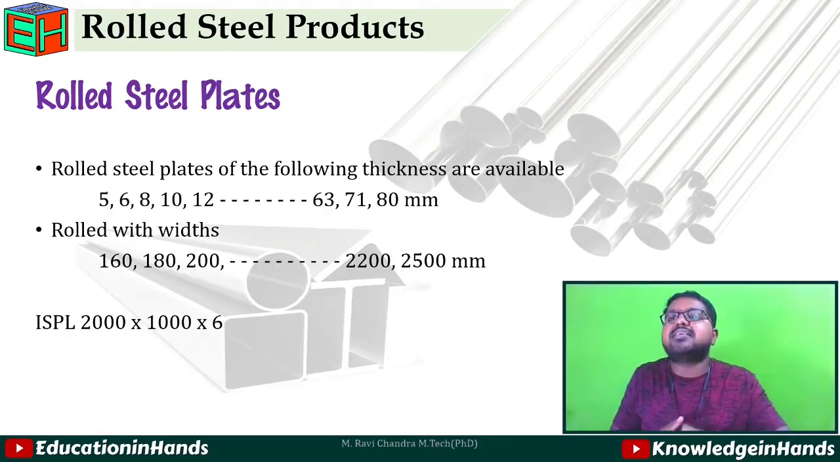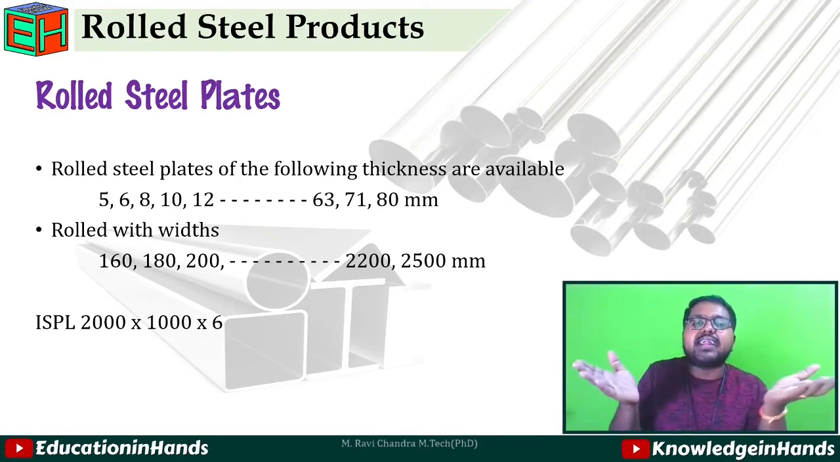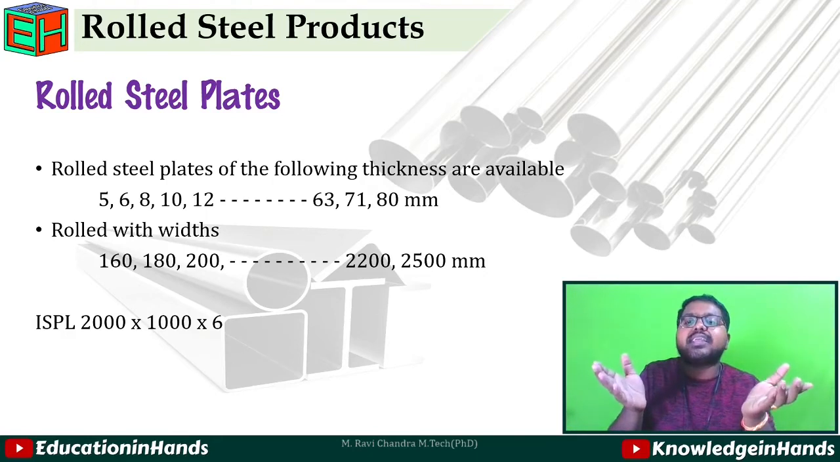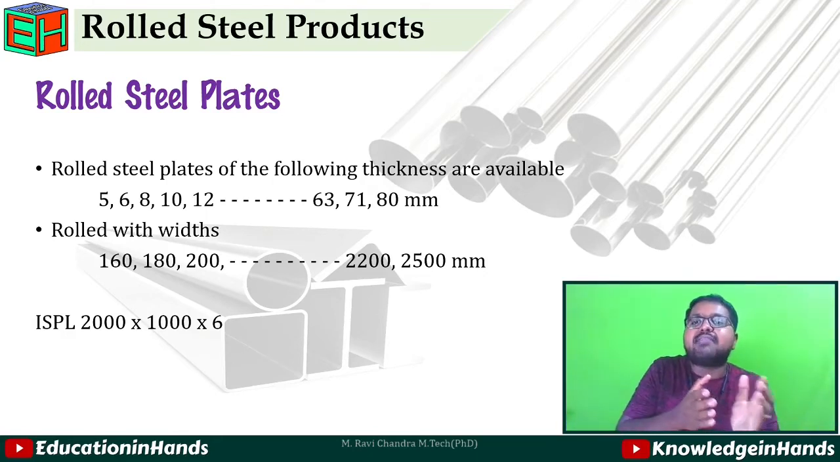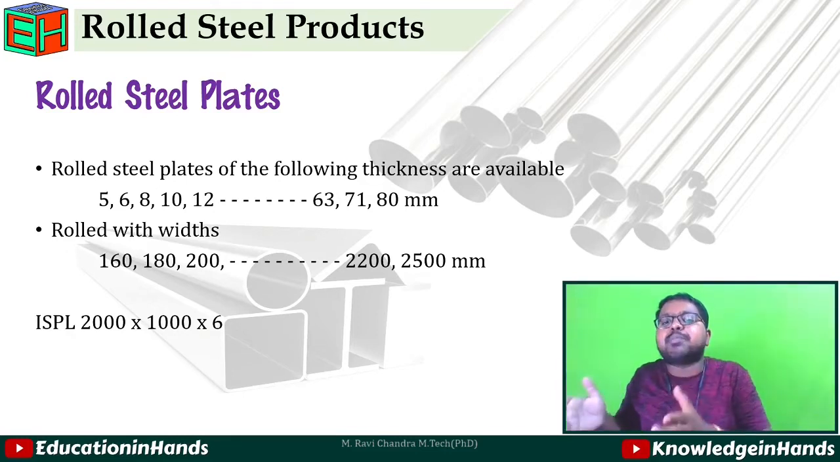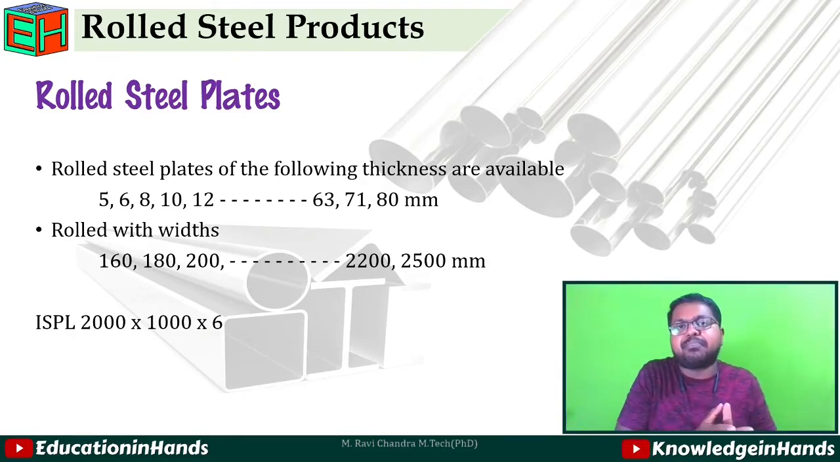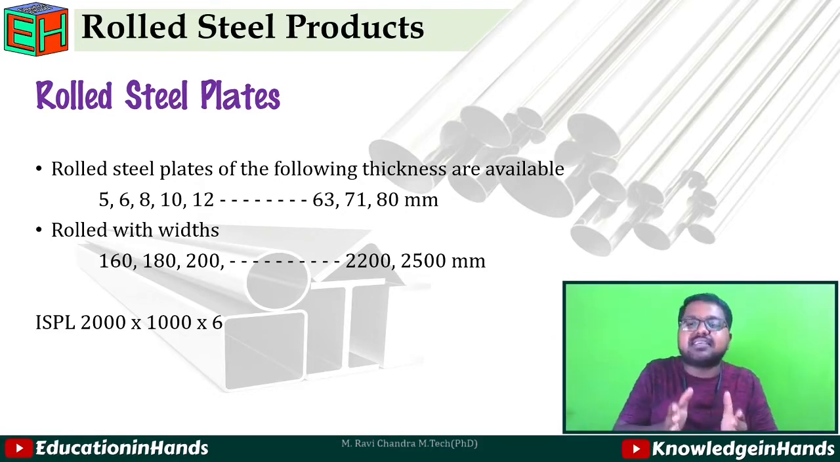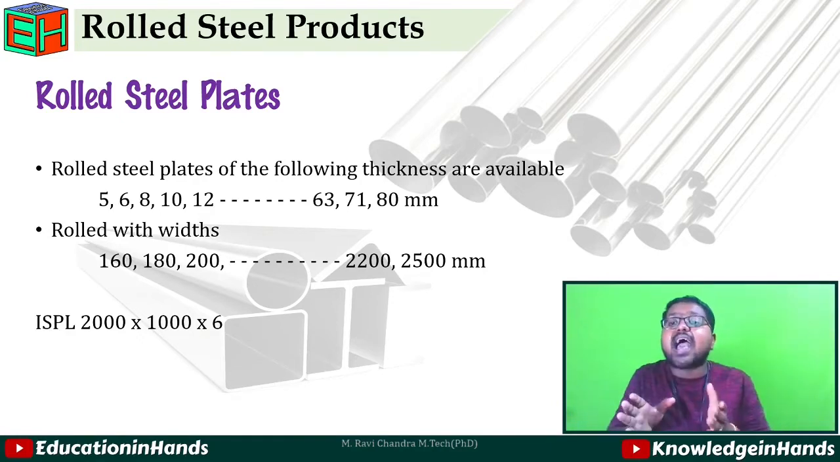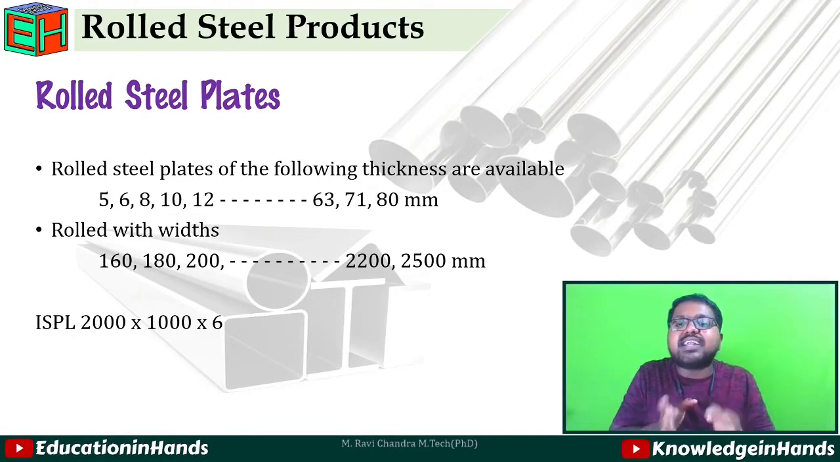The next one is Indian standard rolled steel plates. So steel plates are rolled in thicknesses from 5 to 80 mm and with widths of 160 mm to 2500 mm, and it is designated like ISTL 2000 by 1000 by 6, which means it is having length as 2000 mm, width as 1000 mm, and thickness as 6 mm.